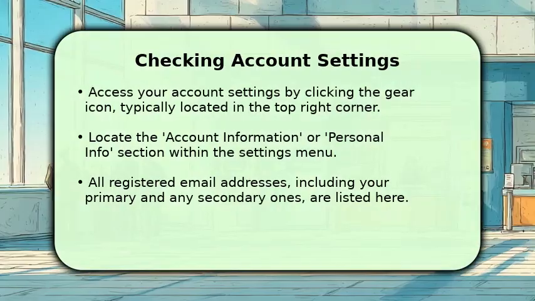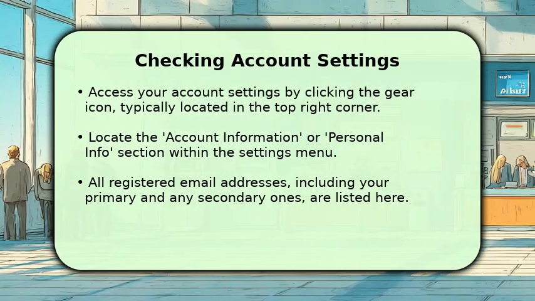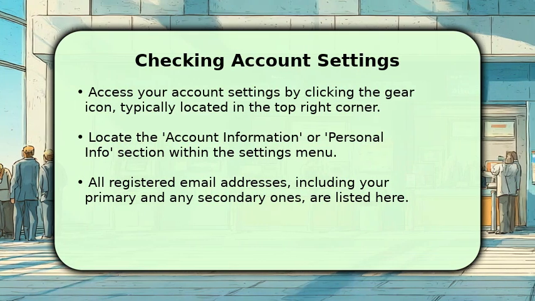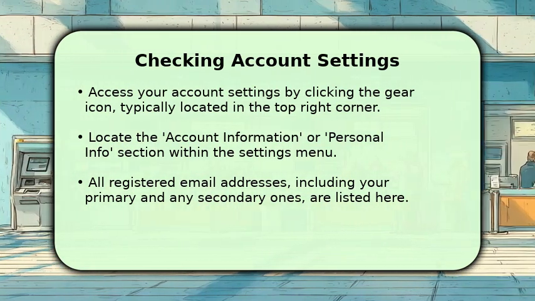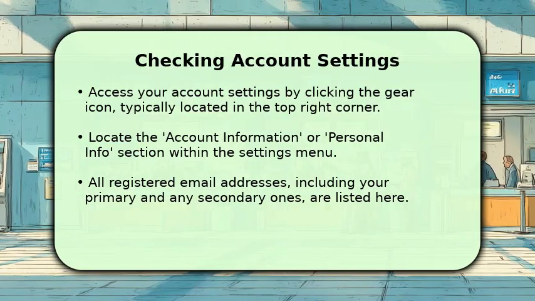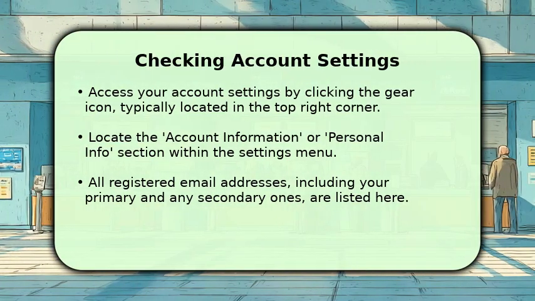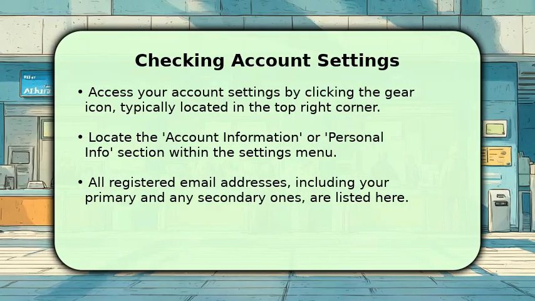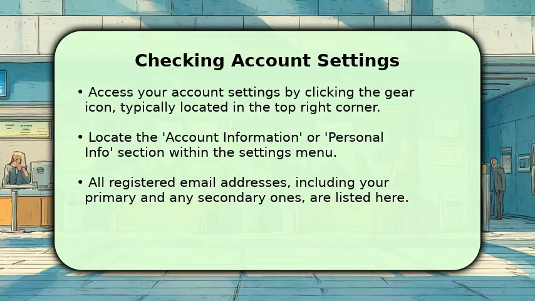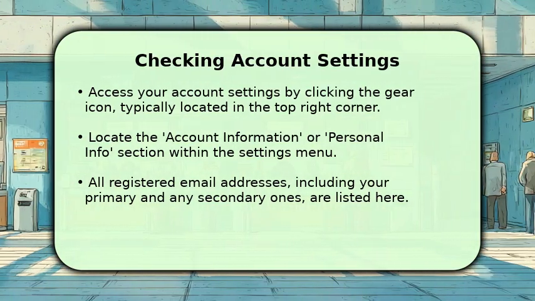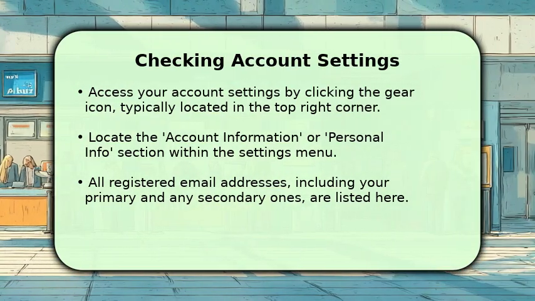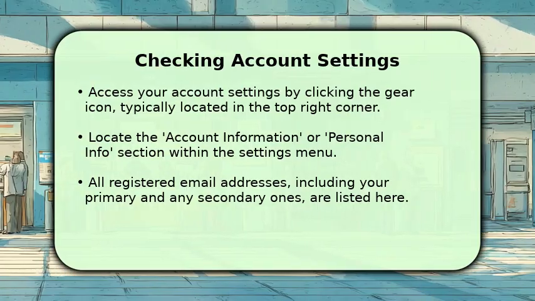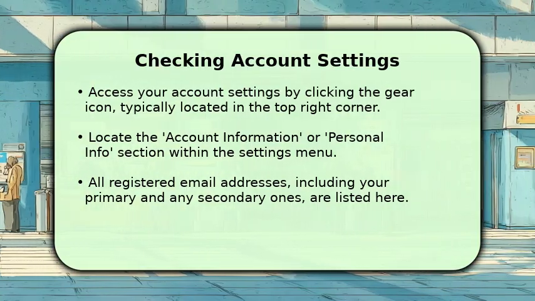in. If you need to see all your registered emails, access your account settings. Click the small gear icon, usually found in the top right corner of the page. From there, navigate to the Account Information or Personal Info section. Here, you will find a comprehensive list of all email addresses linked to your PayPal account, including your primary one and any secondary emails you might have added for different purposes. This section provides a complete overview.